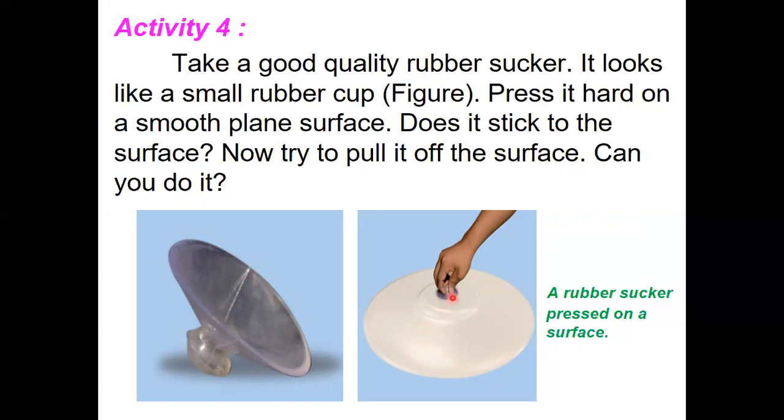See children, from this activity we can say that the atmospheric pressure is much larger than the applied force. You take a rubber sucker, stick it to the plane surface, and try to pull it off. You can't do it, because the atmospheric pressure is much larger than the applied force.